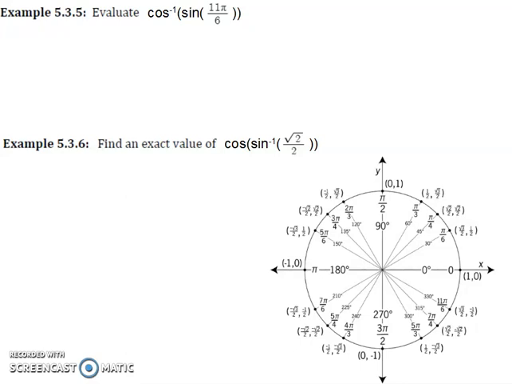Moving on, I'd like for you to take a moment to pause the video and practice these next couple on your own. Now we are going to be using two different trig functions instead of the inverse of a trig function and itself.